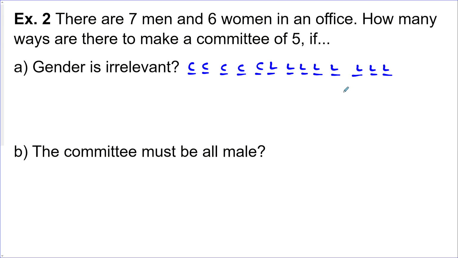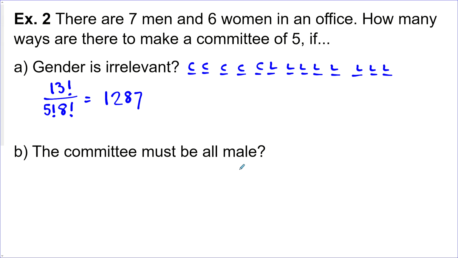Now, if you're tired of drawing this out, it might be easier just to think of this in your head. So we have a total of 13. So it's going to be 13 factorial in the numerator. And then in the denominator, we want 5 for the committee. So 5 C's when we draw it out. And we're not going to want 8, so 8 L's. And we can get that this is 1,287.